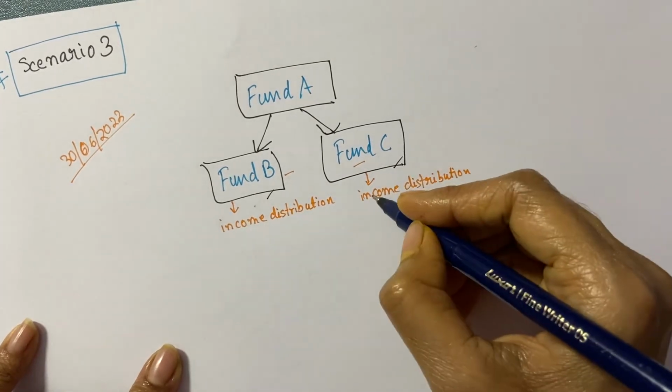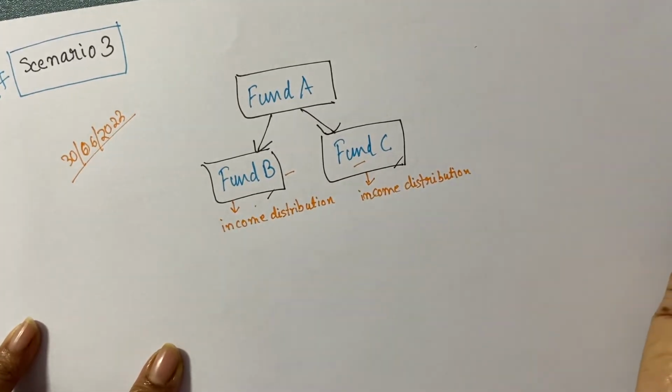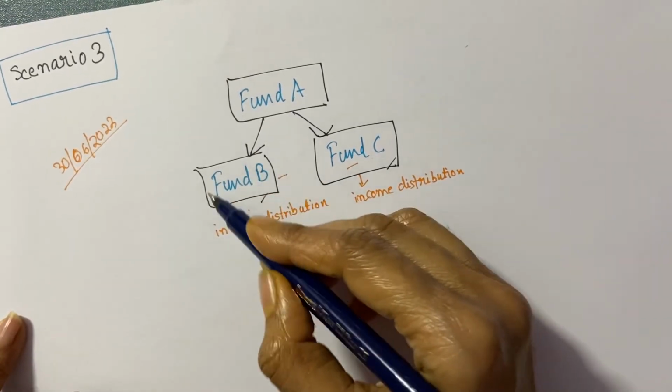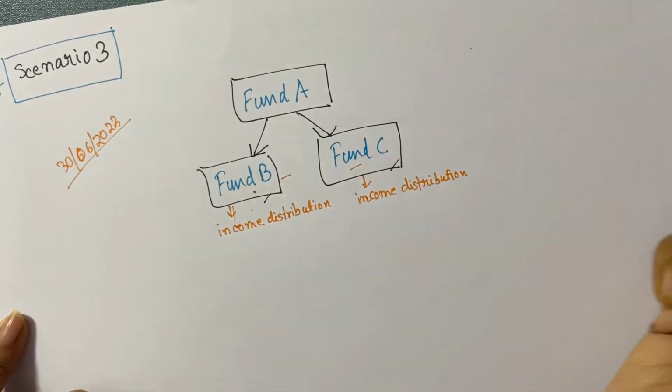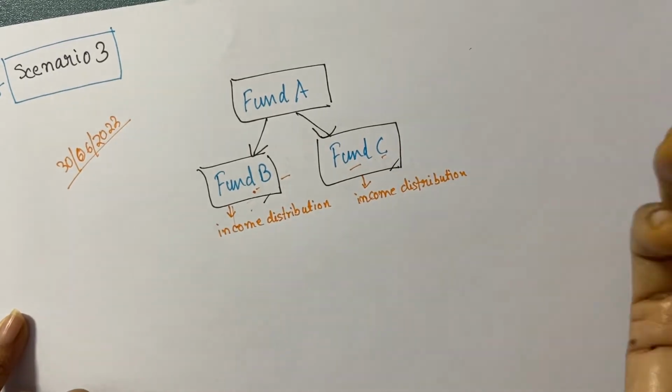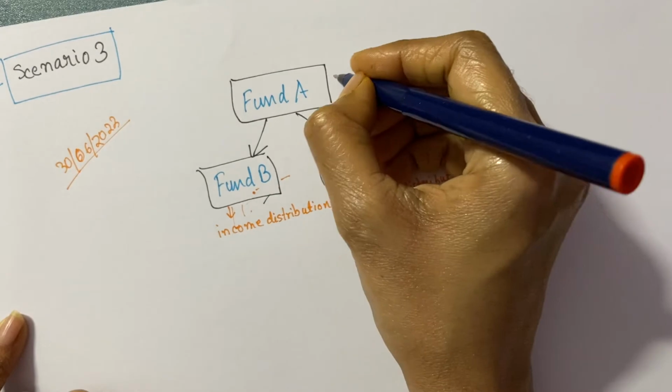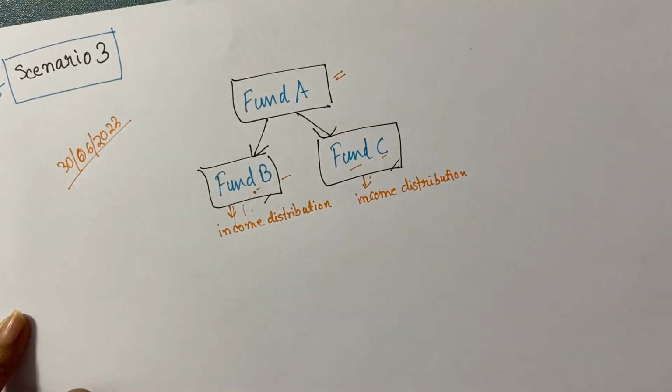Okay. This I have also explained in one of my videos, which is dividend versus price change. Whenever there is a distribution, as it is coming from the earnings, you will have a price drop. So this is what is happening in fund B and fund C. You have an income distribution, you are having a price drop. How are you going to account for it in fund A?